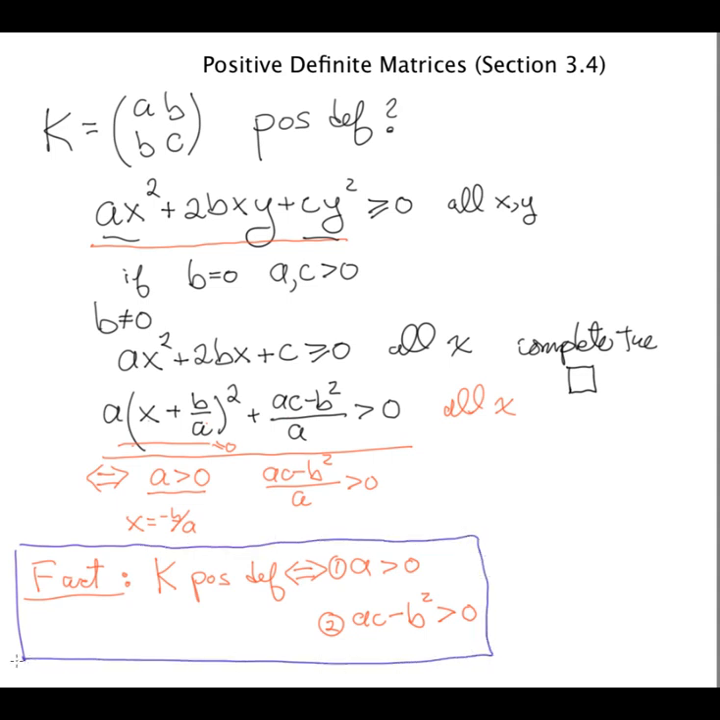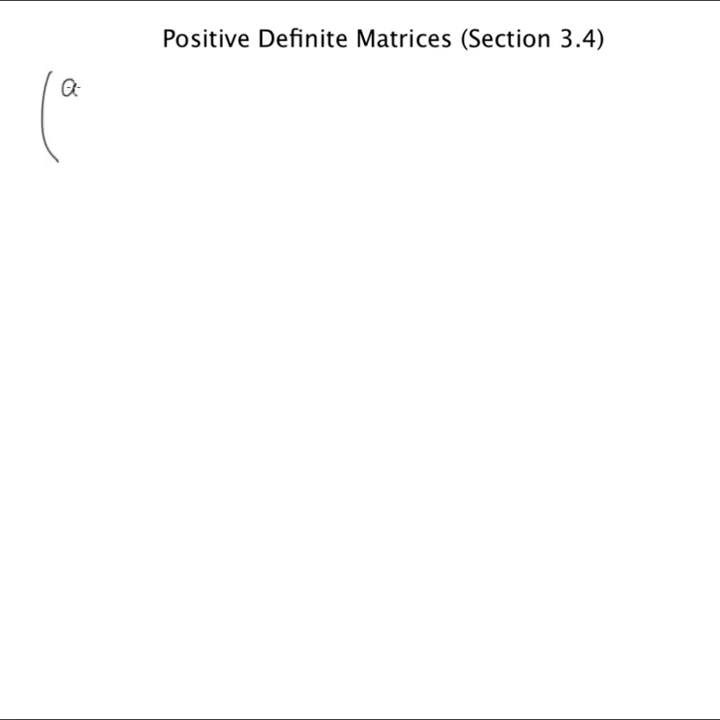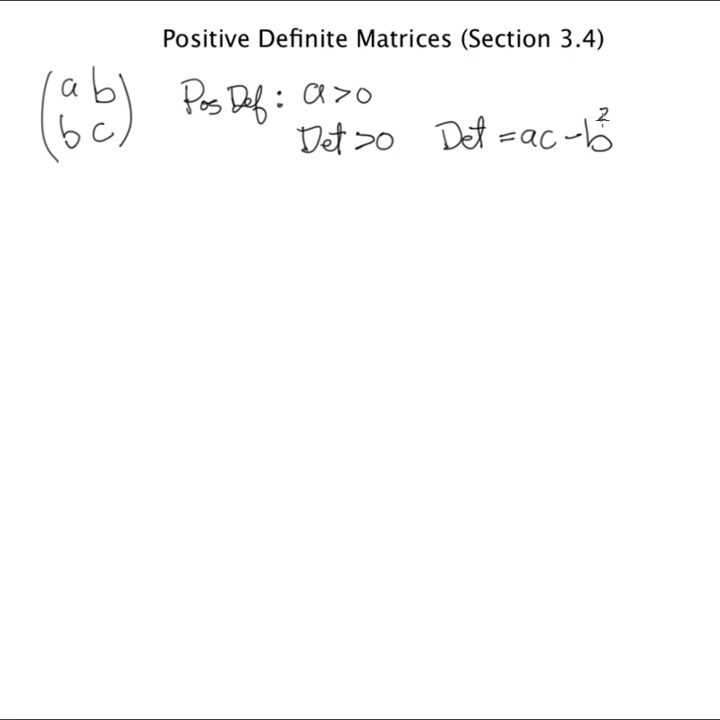It's not entirely elementary. Now notice that ac minus b squared, by the way, is the determinant. So that's a natural condition. The determinant has to be positive, and then you also need that a is positive. Let's write this down again. Our matrix K is a, b, b, c, and the positive definite condition is that a is bigger than 0 and the determinant is bigger than 0, where the determinant is ac minus b squared.